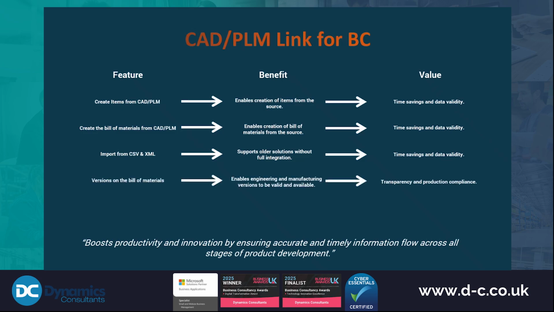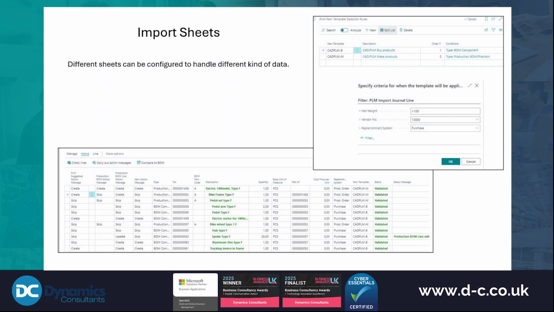We also have versioning, where you could have different bills of materials. There could be a bidirectional or unidirectional integration towards your engineering solutions. And like I said, we also are able to define different import templates to get clear control of the information you need to have synced between your PLM or CAD solution and your ERP, BC in this case. You see an example of an import sheet.